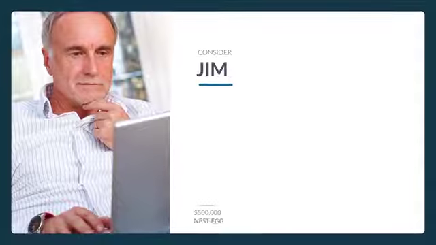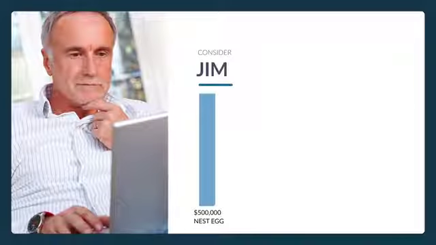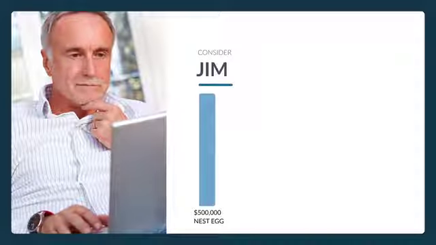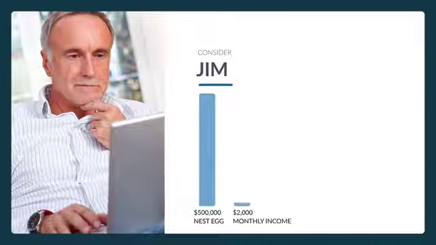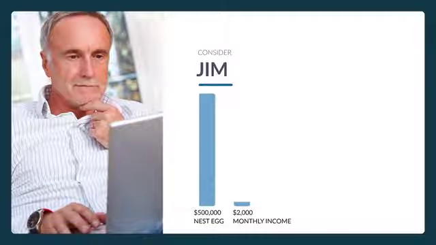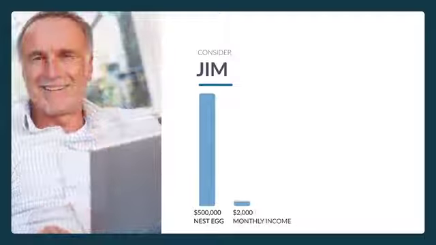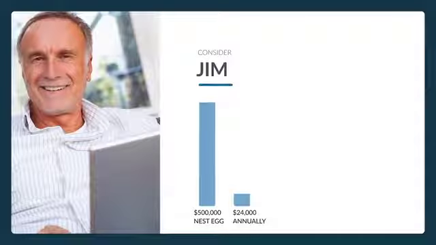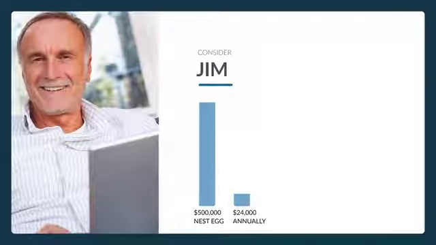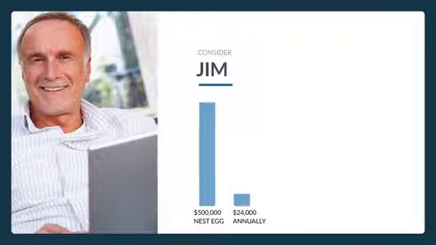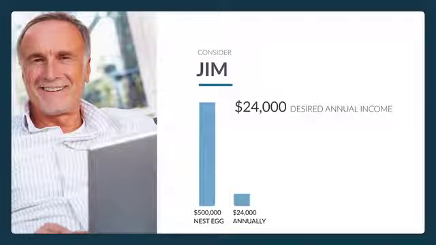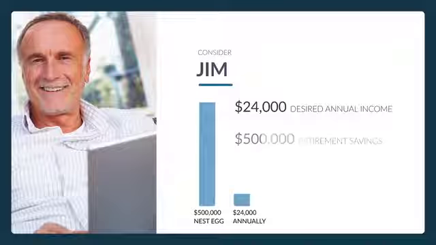Consider Jim. He's entering retirement with a nest egg of $500,000. Jim's goal is to have his savings produce a monthly income of $2,000. On an annual basis, that's $24,000. To determine what type of investor Jim is, we'll divide Jim's desired annual income, $24,000, by his savings amount of $500,000.